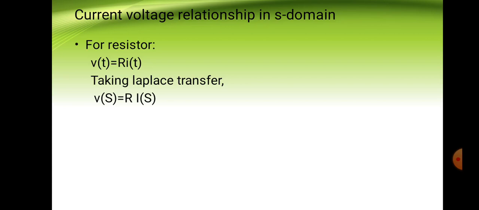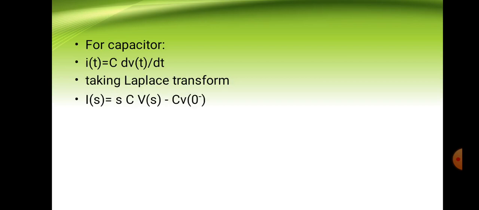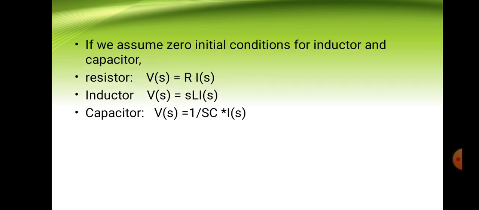For resistor, v(t) is R i(t). Taking Laplace transform, V(s) is equal to R I(s). For inductor, v(t) is equal to L di/dt. Taking Laplace transform, V(s) is equal to sL I(s) minus L i(0). For capacitor, i(t) is equal to C dv/dt. Taking Laplace transform, I(s) is equal to sC V(s) minus C v(0).